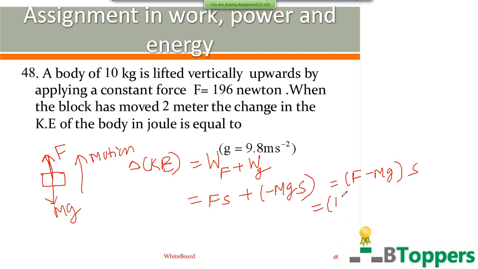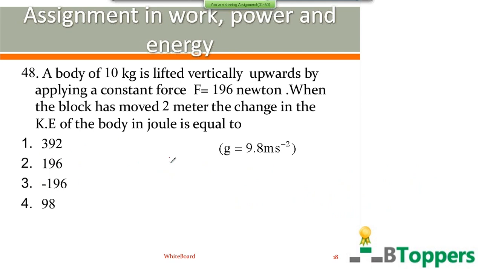F is given to be 196 newtons, mass of block is 10 kg, g is 9.8 m/s square. Magnitude of the displacement is 2 meters. We have expressed all the units in SI system, so you get the answer in SI units. So for question number 48, which I have just now discussed, second option is answer.